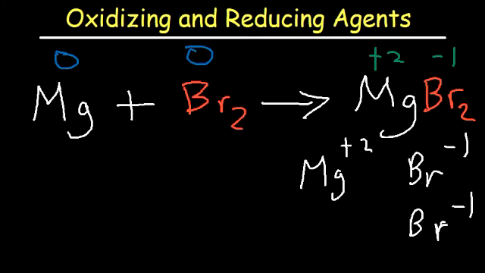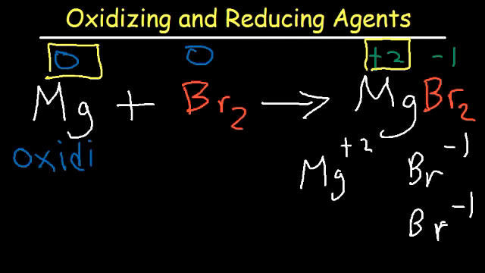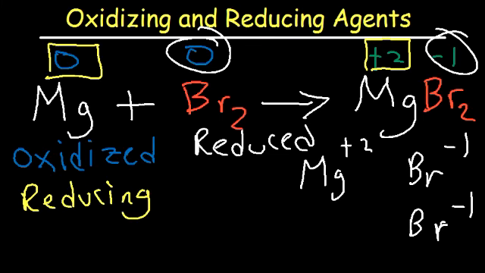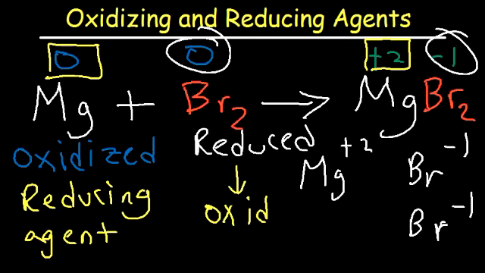So clearly we can see that magnesium has a +2 oxidation state, and each individual bromine atom has a -1 oxidation state. For magnesium, the oxidation state increased from 0 to +2. Because the oxidation number went up, oxidation has occurred for magnesium. Magnesium was oxidized. Now, bromine was reduced. Notice that the oxidation number for bromine decreased from 0 to -1, so therefore it was reduced. Now, the substance that is oxidized is also known as the reducing agent, and the substance that is reduced is also known as the oxidizing agent.